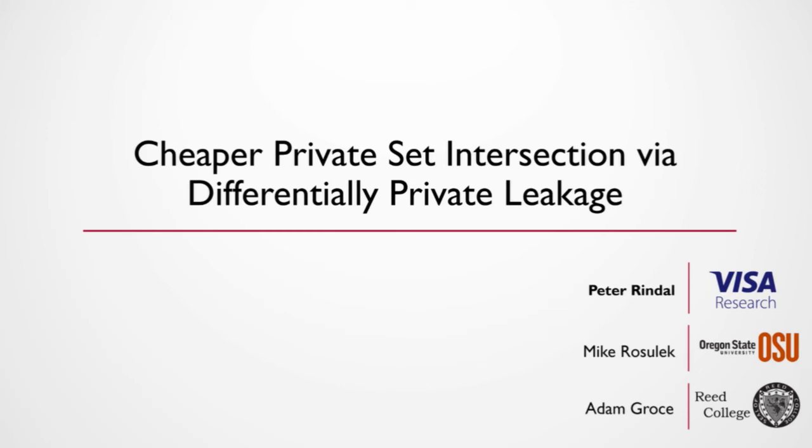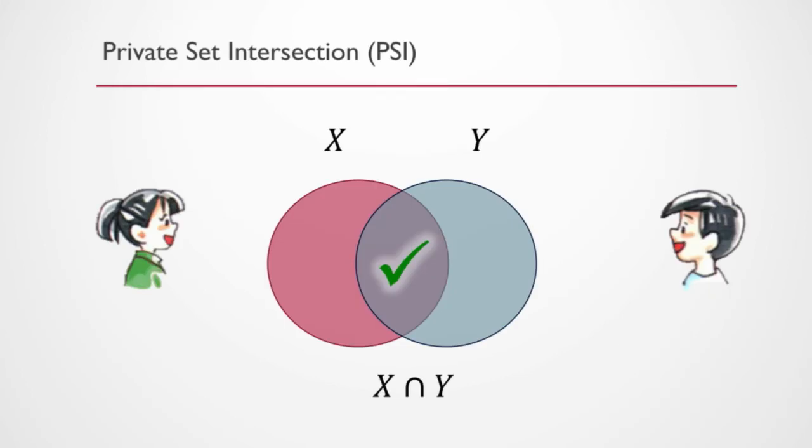Okay, great. Yeah, this is work with Mike and Adam in Oregon. So I'll be talking about the problem of private set intersection. Here, there's typically two parties, Alice and Bob, and they each hold a set, X and Y, and they wish to interact and then learn the intersection of these two sets, but the items that are unique to their set should remain private from the other party.